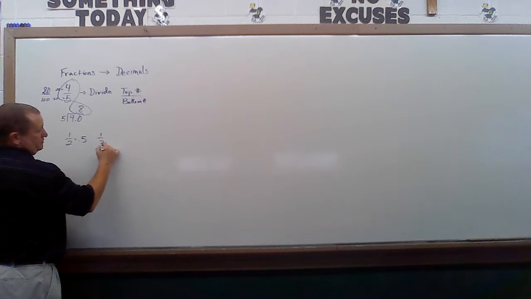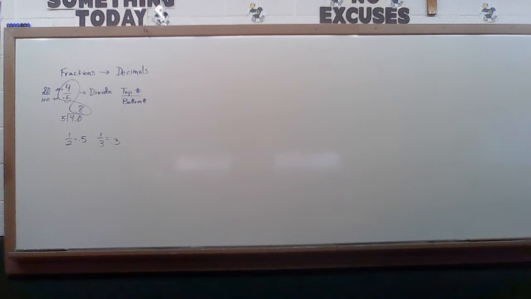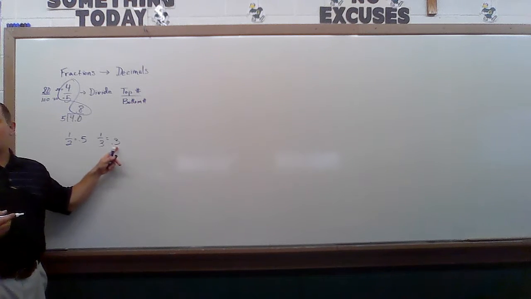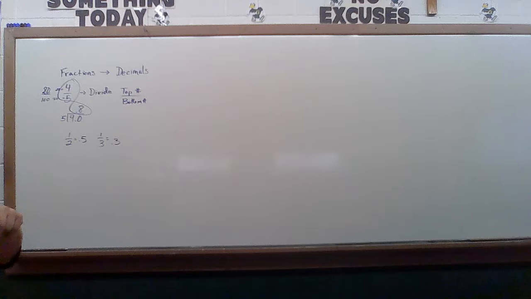What's 1/3? 0.3. So, what do we call those kind of decimals? What were you just doing with that number 3? You're repeating that number, right? So, how do I show repeating decimals if I write them like this? How do I show that a decimal is repeating over and over again in a number?